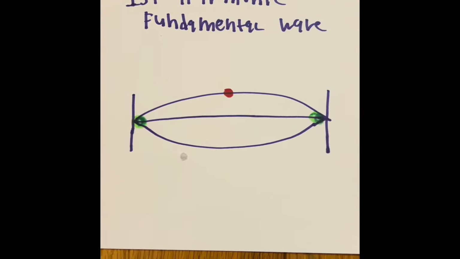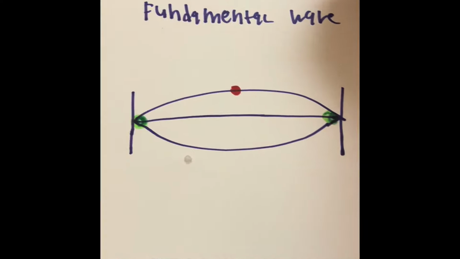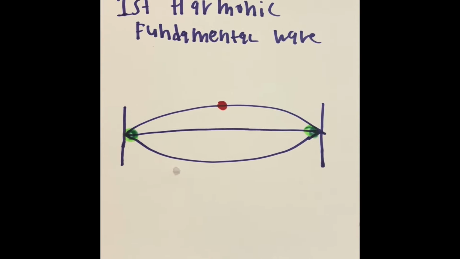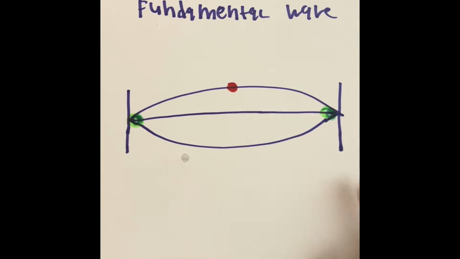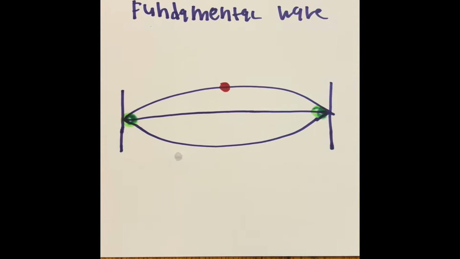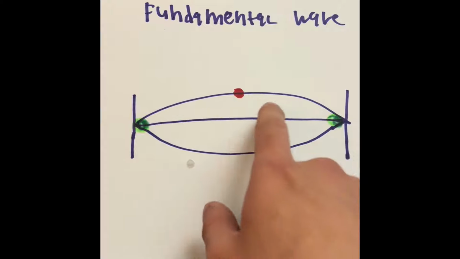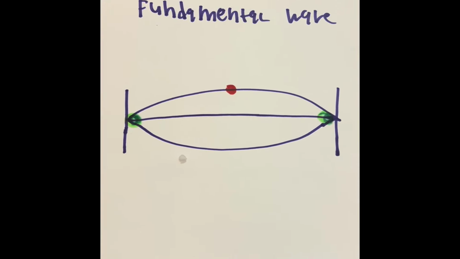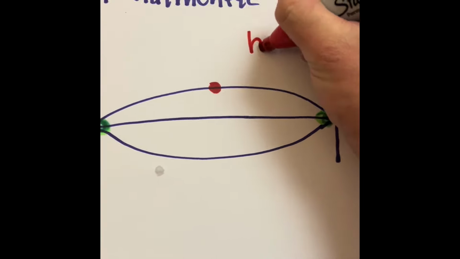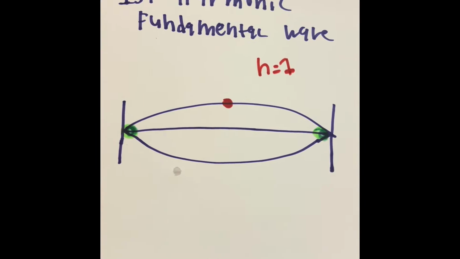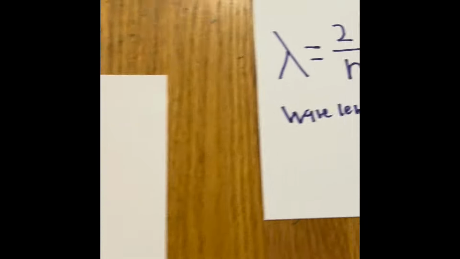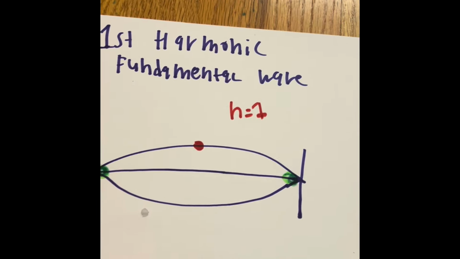So right over here, we have something called the first harmonic, or the fundamental wave. That's another way of saying it. So there is one antinode. So we're going to say n equals 1. There are 2 nodes, but in order to work with the formulas here and here, we're going to use the antinodes.